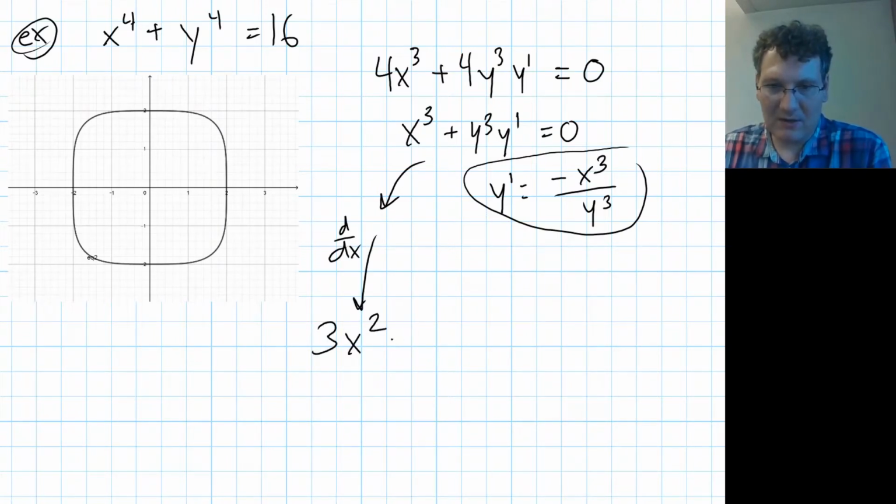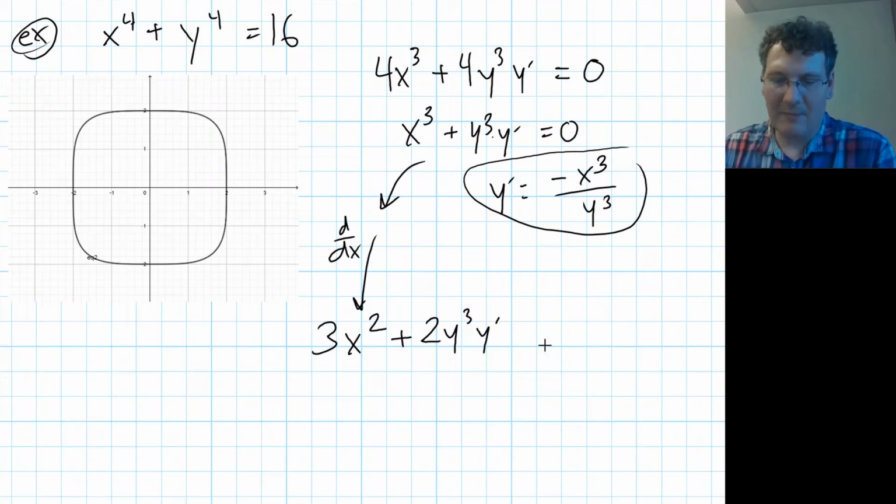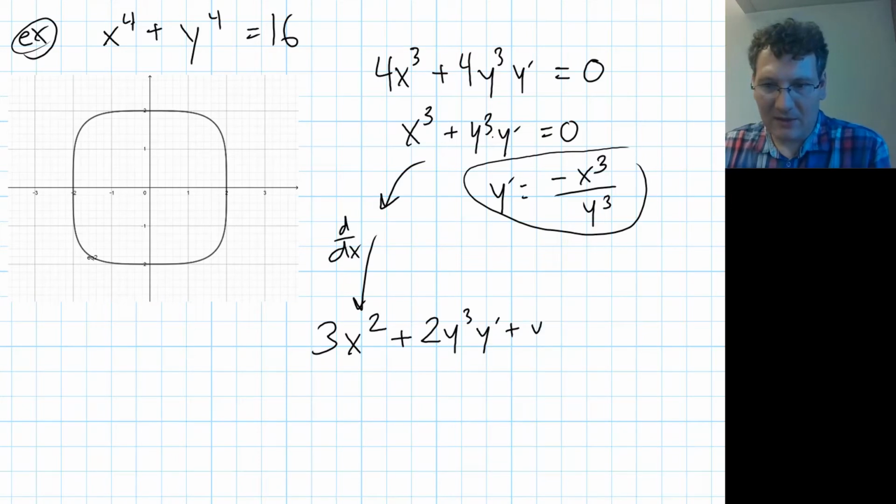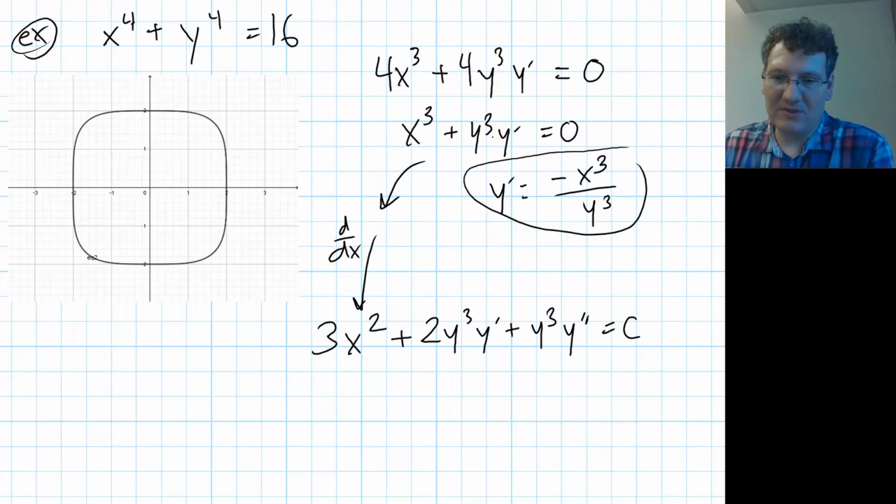3x squared plus, so that's the easy part. Now I'm going to have to do product rule with y to the third times y prime. And that's a y prime. I should be really clear, it's y prime. I'll do my ticks very tick-like. Okay, so hopefully that's really clearly not y to the first power. So I'm going to have 2y to the third y prime plus y to the third y double prime, and of course equals 0 on the other side.